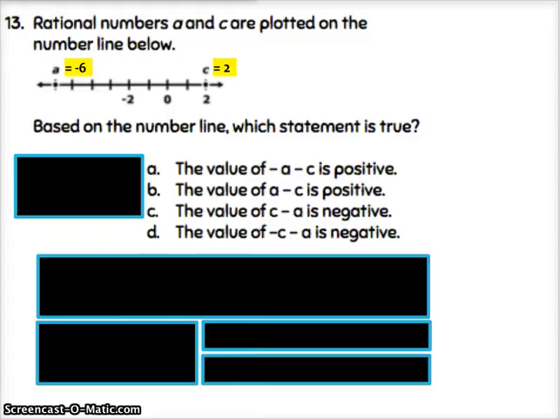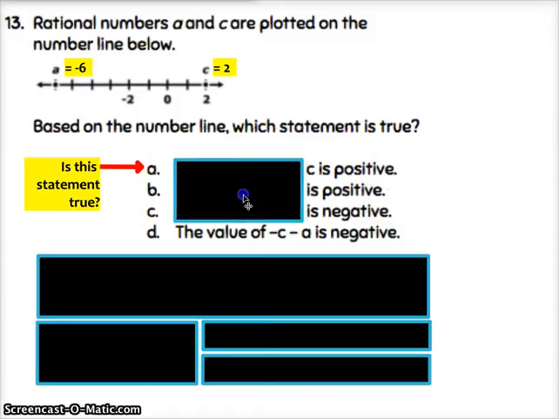And then it asks a question. It says, based on the number line, which statement is true? So at first, this looks like a very straightforward multiple choice question. But what it's really asking you to do is to go deeper. It's saying, look at each statement and find the one that is true. That means that 3 of these statements are false. They're not true, and only one of them is correct. So you have to look at each one and evaluate it until you find the statement that is true.